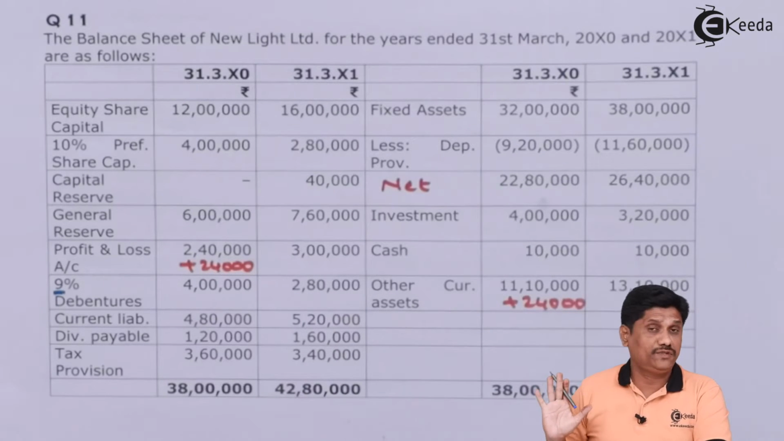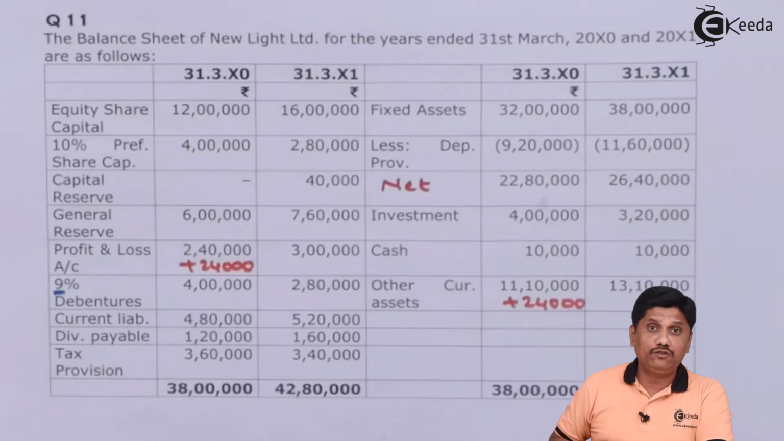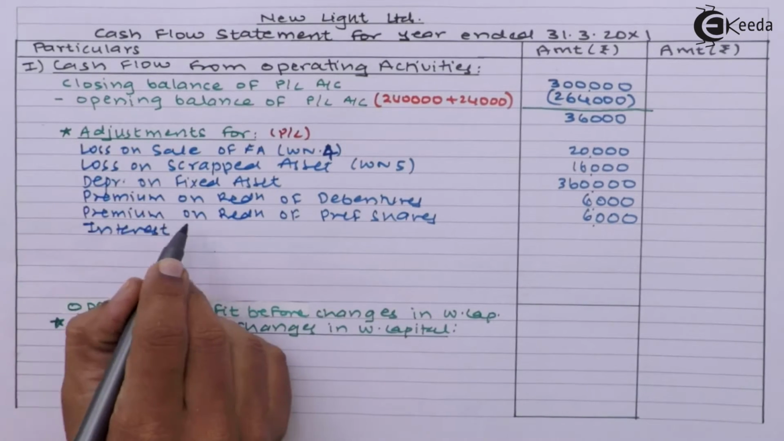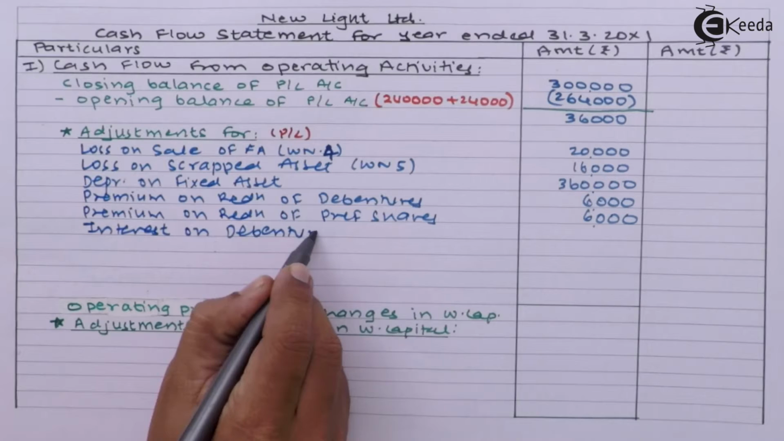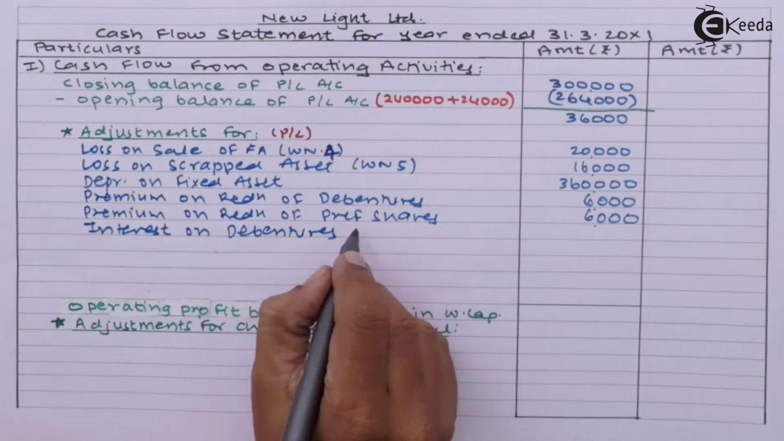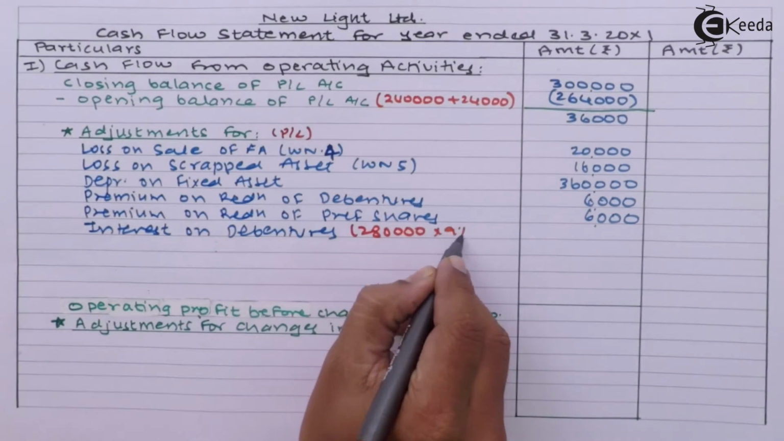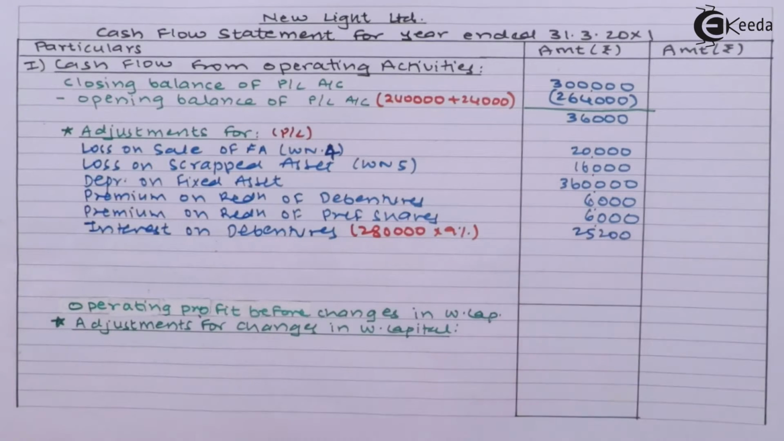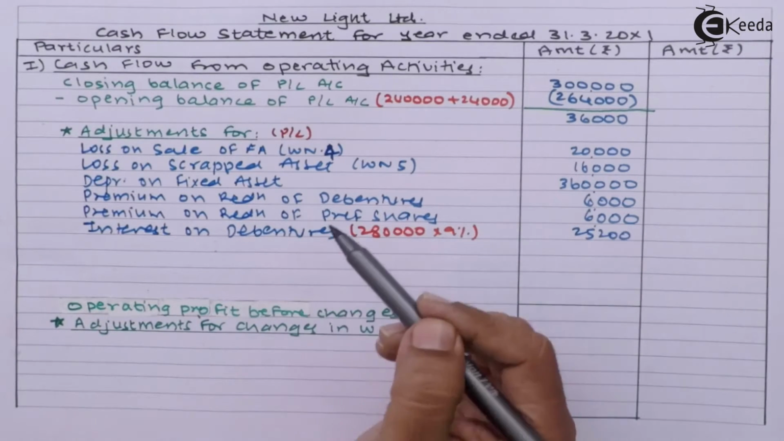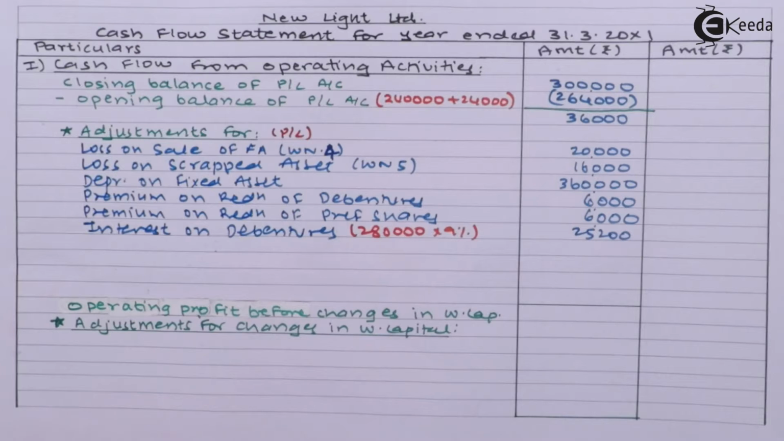It is my assumption. Interest is debited to the P&L account, which is a non-operating item. So I will add back in your P&L account, and it is paid. Therefore, in financing activity I will show minus interest on debenture. The first effect I have added in your operating activity and the second effect I will minus in your financing activity.